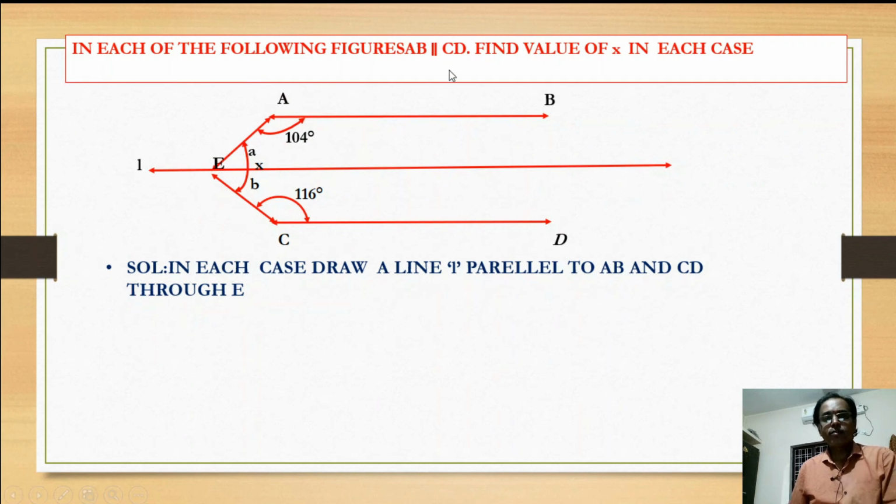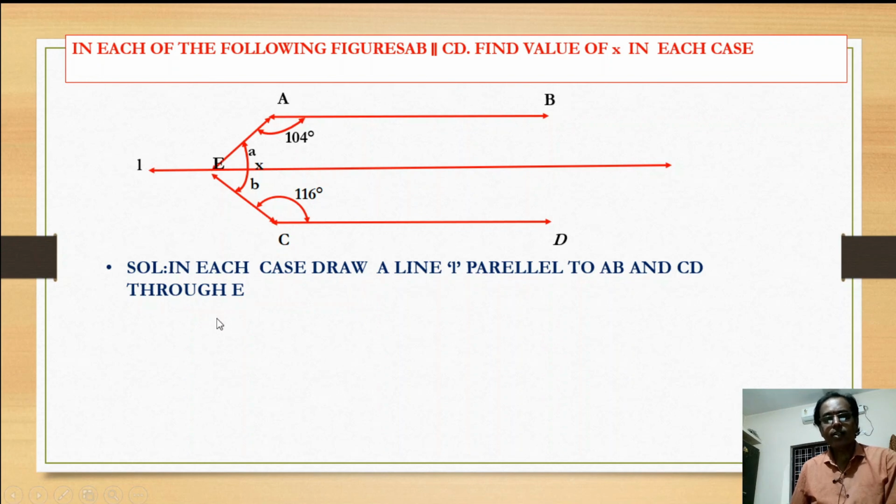Now, in each of the following figures, AB is parallel to CD, find the value of x in each case. We have three figures of this type, so I am taking them one by one. Here, first figure. Like this we have two more figures. So draw a line L parallel to AB and CD through E.